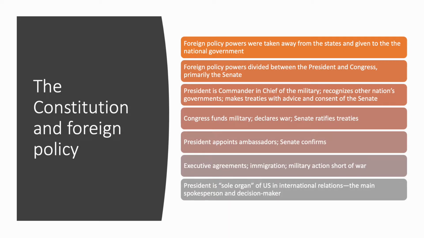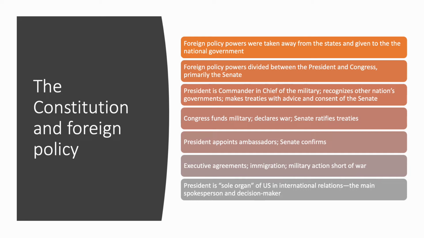Now, where does this come from? The Constitution. You may recall that the Constitution took away from the states the power to do their own foreign policy, which they were doing under the Articles of Confederation. But as of 1787, those powers were taken away from the individual states and made the exclusive power of the national government. And most of that power was given to the president.